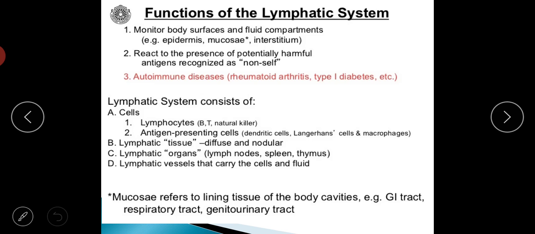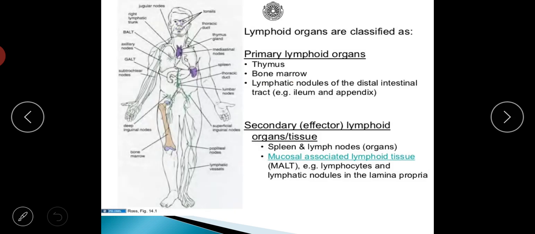However, mucosae refers to the lining tissue of the body cavities, for example the GI tract, that is gastrointestinal tract, respiratory tract and genitourinary tract. Lymphatic organs are classified as primary lymphoid organs and secondary lymphoid organs. Primary lymphoid organs include the thymus, bone marrow, and lymphatic nodules of the distal intestinal tract, that is ileum and appendix. And the secondary or effector lymphoid organs or tissues are as follows: spleen and lymph nodes, that is organs, and mucosal associated lymphoid tissue, which is popularly abbreviated as MALT. Example, the lymphocytes and lymphatic nodules in the lamina propria of the gastrointestinal tract.